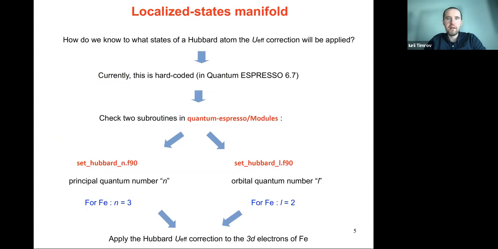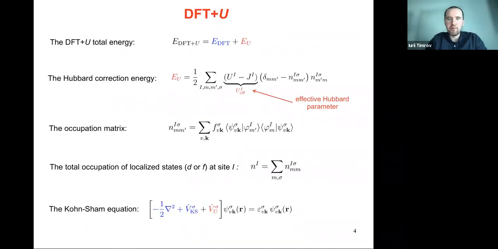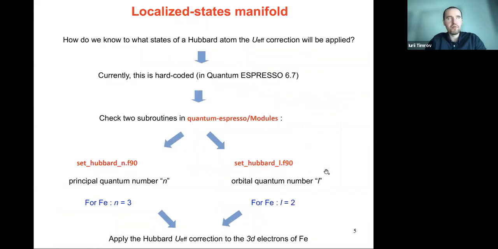Now, regarding the localized states manifold, because on the previous slide, let me go back, I showed that there are some mysterious functions phi, which are localized functions. So what are those? Those functions are the states that we want to correct. For example, in iron oxide that we saw in the lecture, Professor De Gironcoli said that d electrons are not correctly represented in LDA or GGA. So we want to correct d electrons. So those functions phi correspond to the atomic orbitals of d electrons.